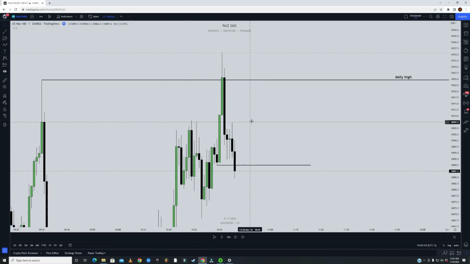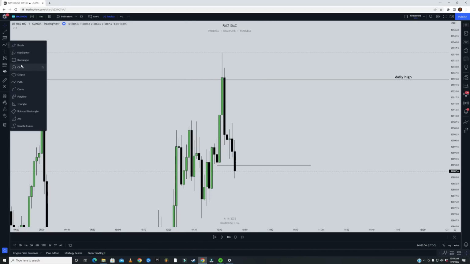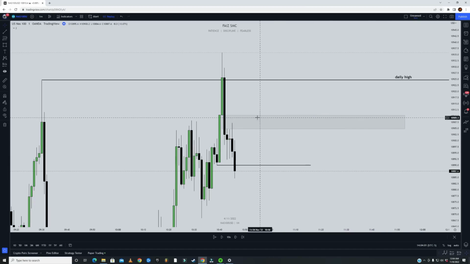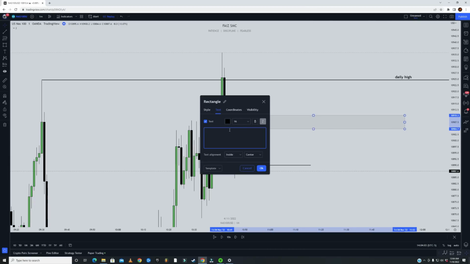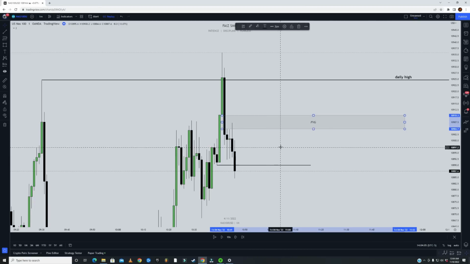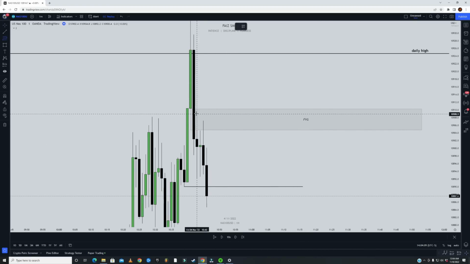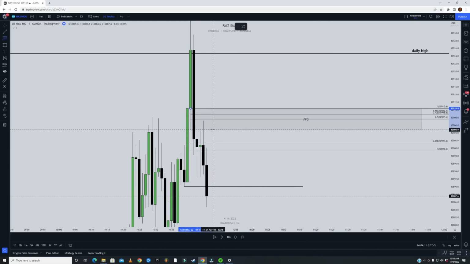So now we're going to take our entry from this extreme fair value gap. You can see we have this fair value gap. Let me mark this out. As you can see, the fair value gap is not filled till 50%, so it's still a valid fair value gap.